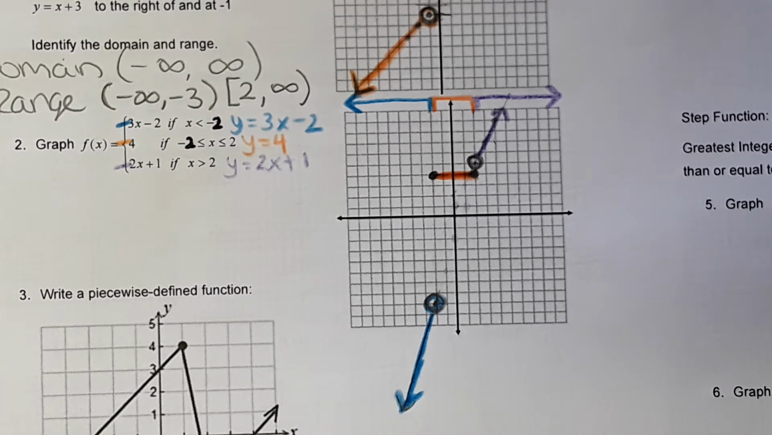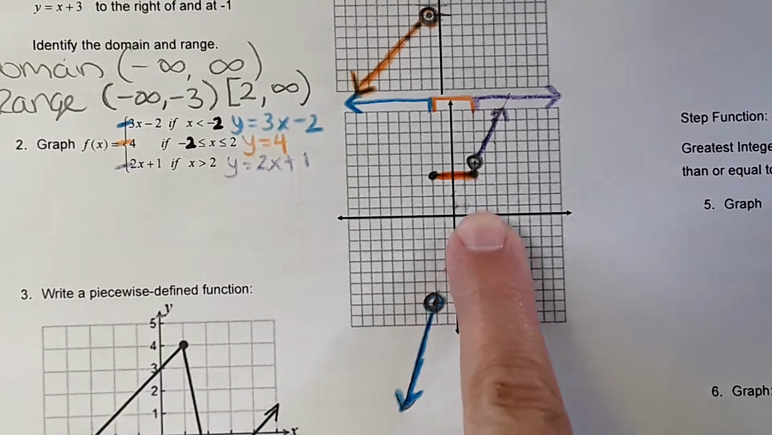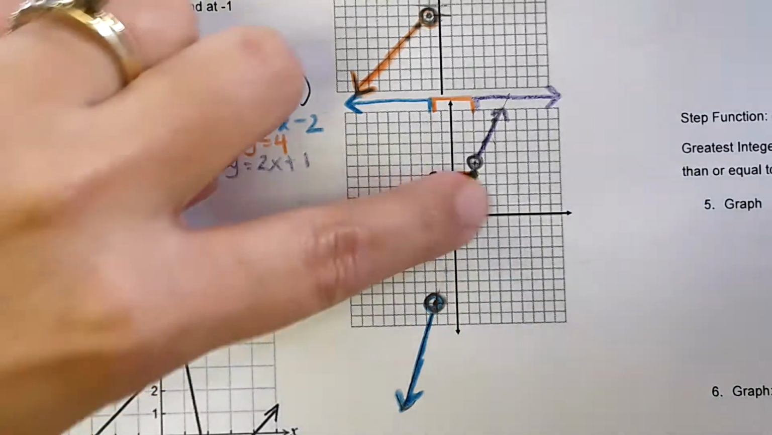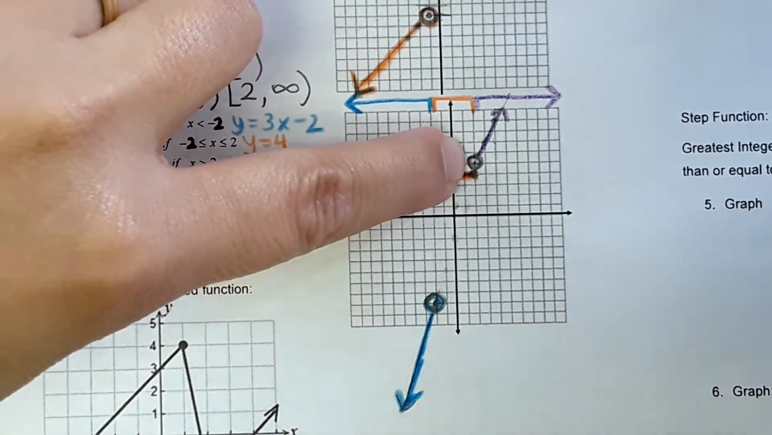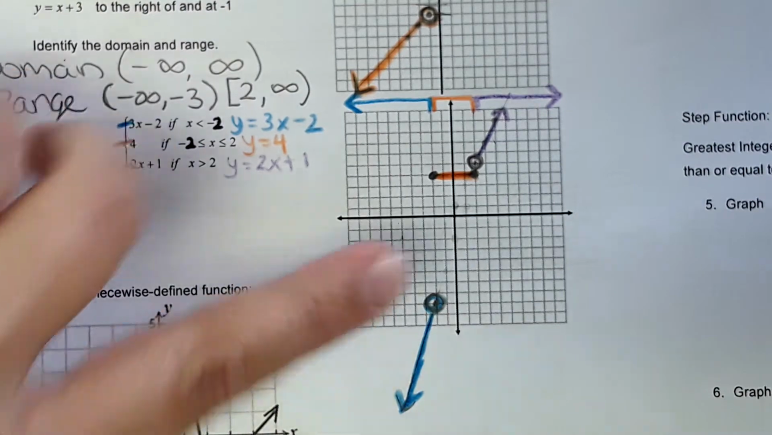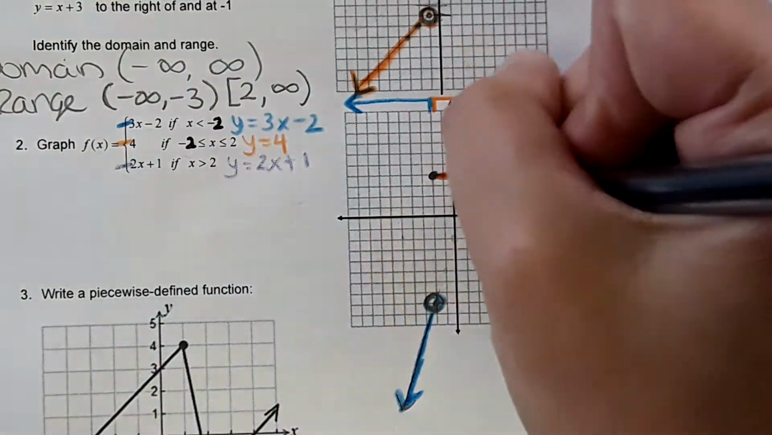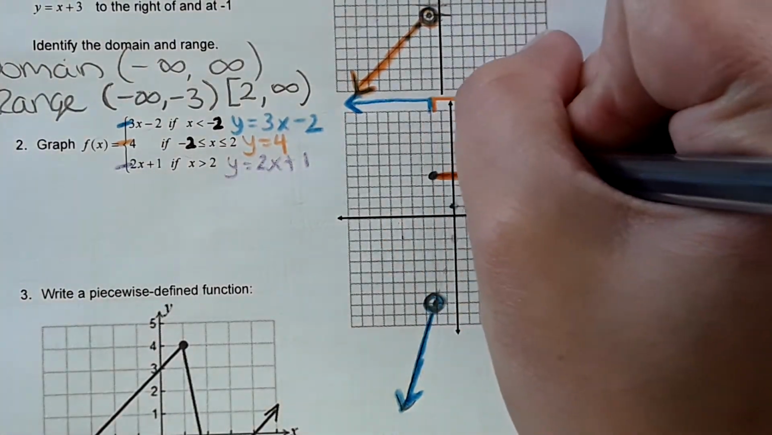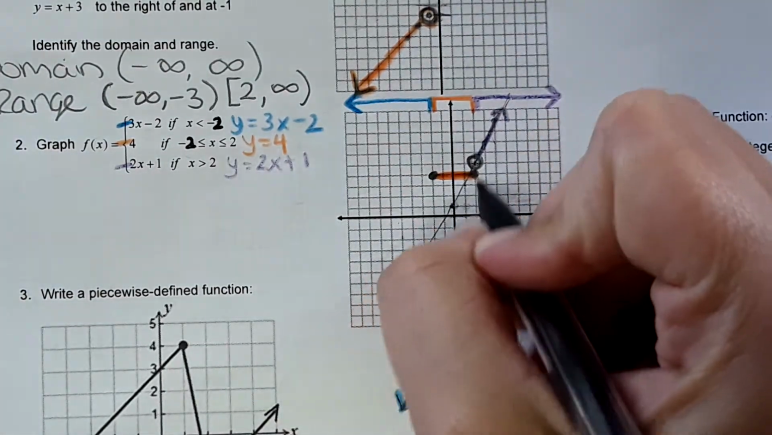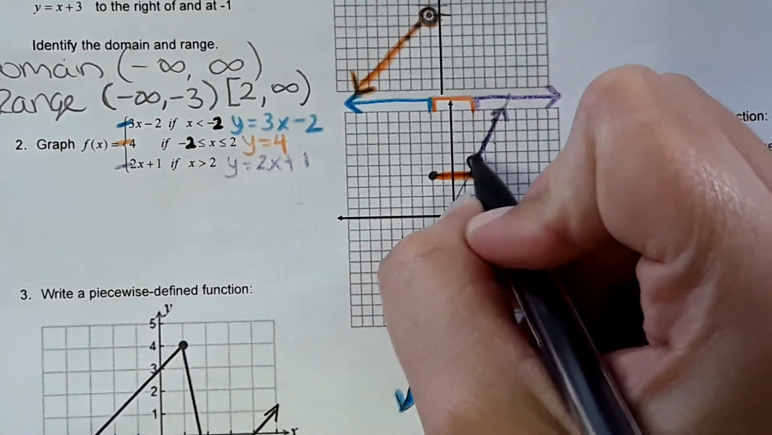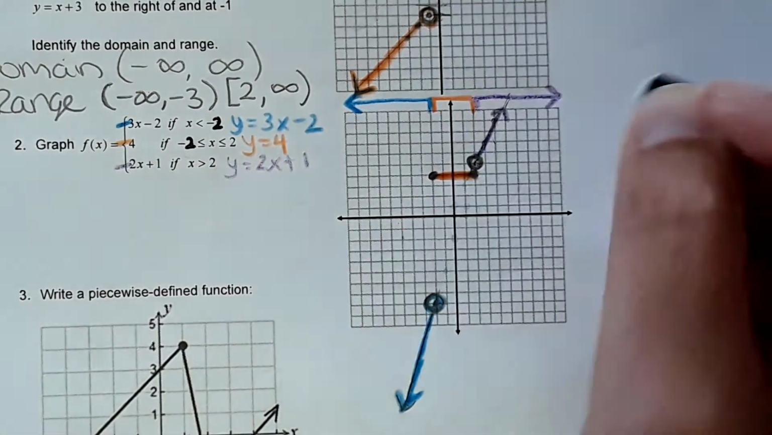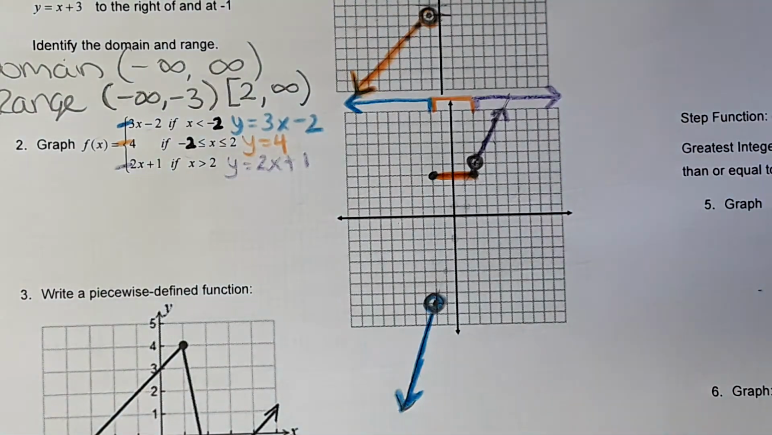Where'd you put the open dot? At 2. X equals 2. Is that because it says it in the problem? That's where it intersected the line when I drew it out. My y-intercept was 1. I went up 2/2, up 2/2. I had this whole line drawn. And then x has to be greater than 2, so I did an open dot at 2. There we go.